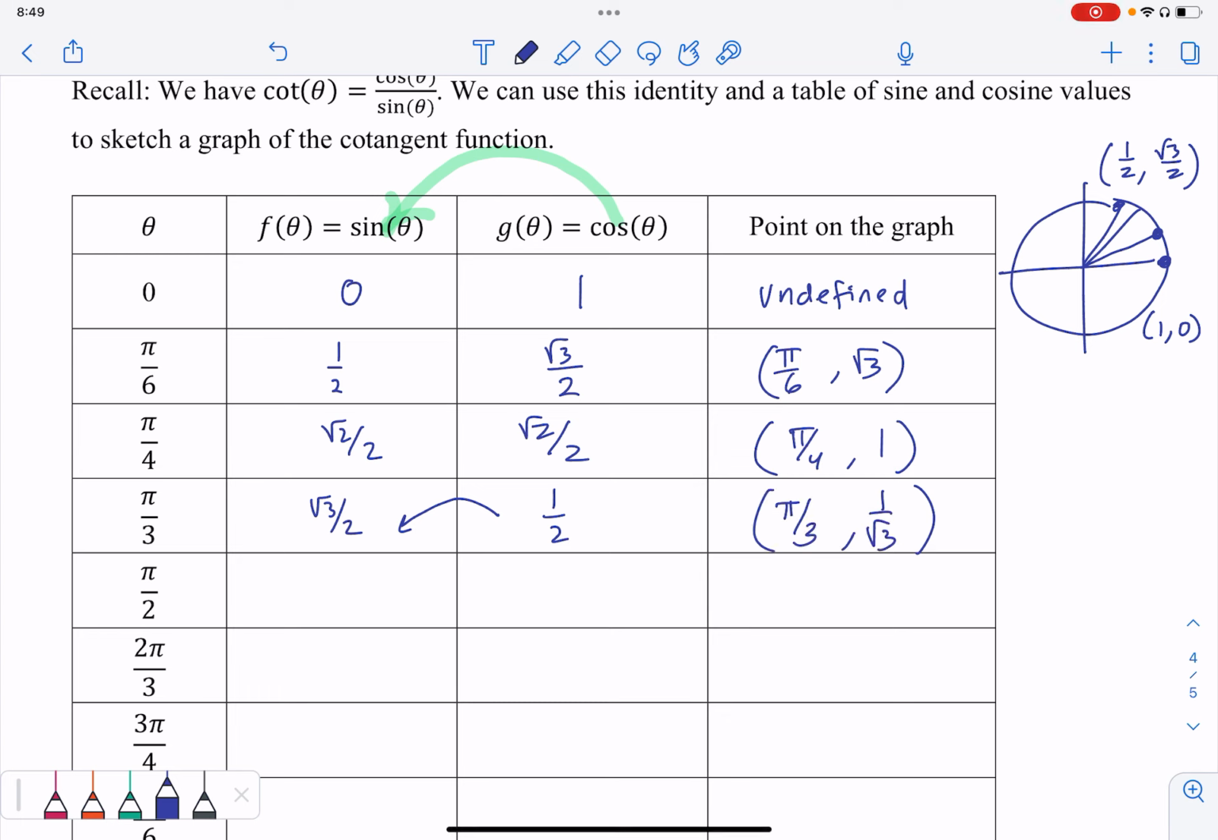Now at pi over 2, sine is equal to 1, and the cosine of pi over 2 is equal to 0. But 0 divided by 1 is not undefined, it's just equal to 0. So when my input is pi over 2, my output is 0.